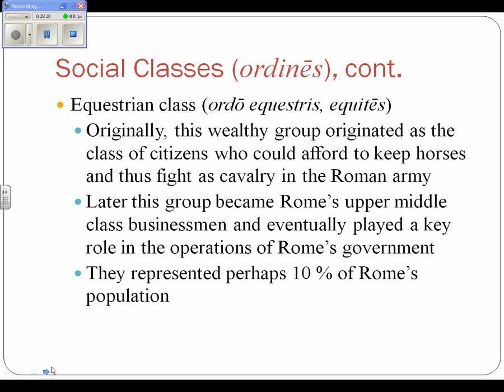Okay. This is something that I forgot to mention yesterday. Remind me to come back to why wealth mattered in ancient Rome. Okay, remind me to come back to that.